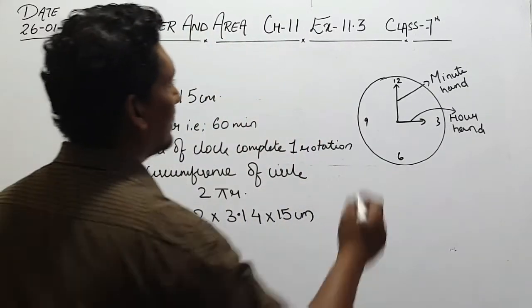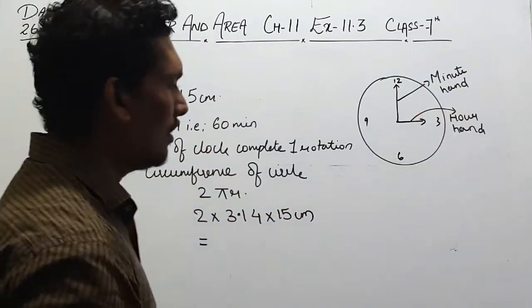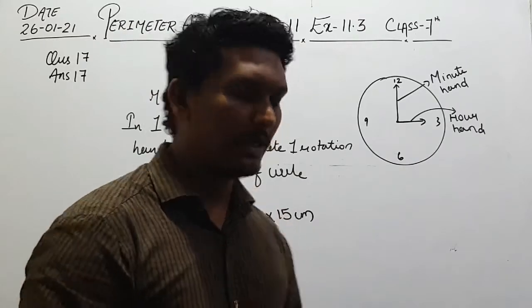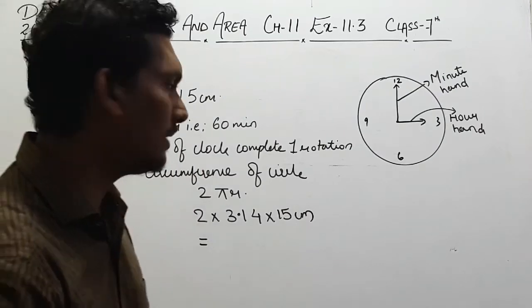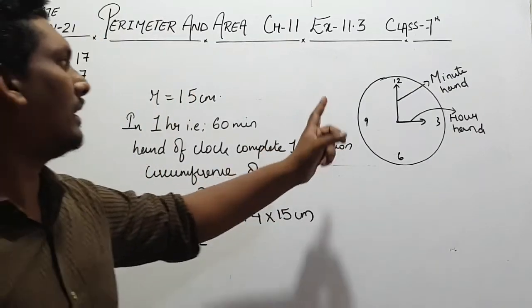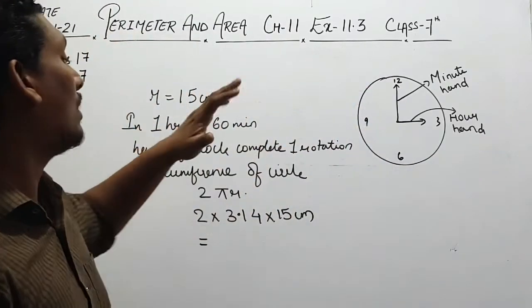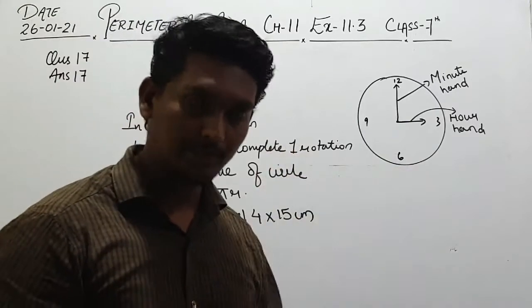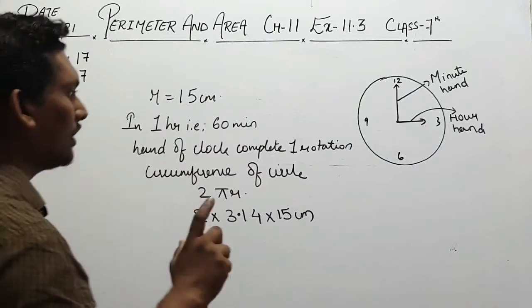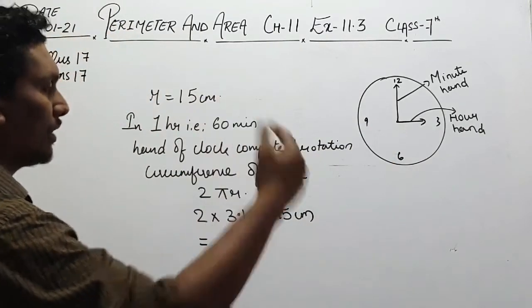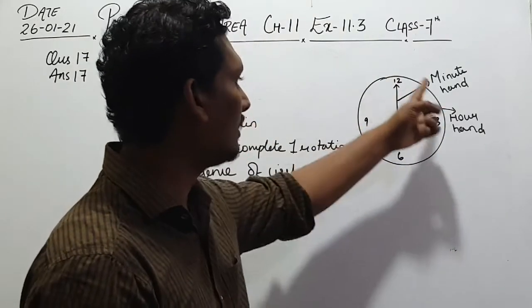Okay, so for example, this is a clock and this is the minute hand and this is the hour hand. Hope you are all familiar with it. So the radius is given as 15 centimeter. The minute hand will take 1 hour to complete one rotation, right? So 1 hour means 60 minutes for a hand of a clock to complete one rotation. So here the thing is getting rotated.